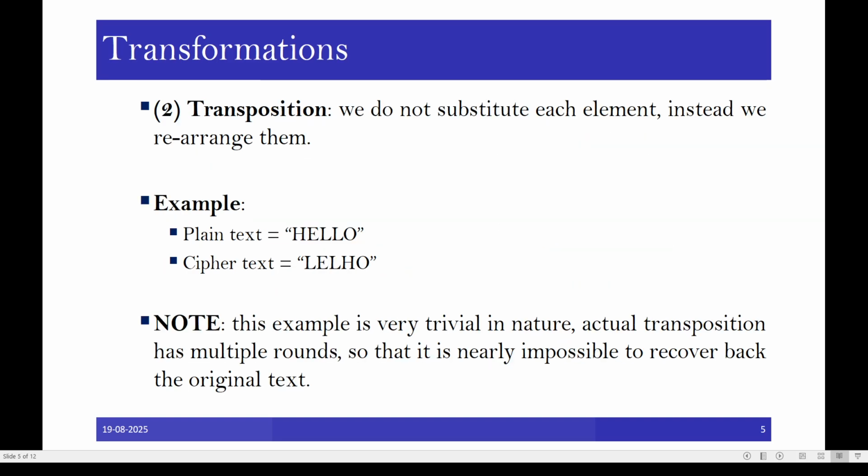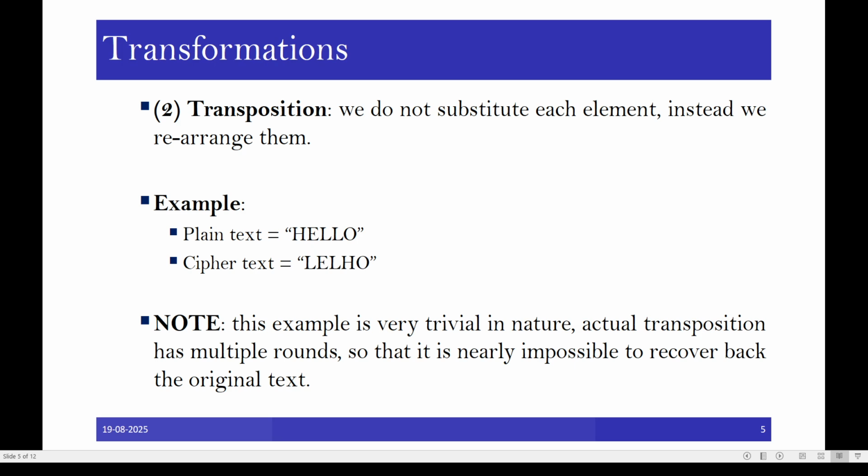Now the second thing is called transpositions. In transpositions, we do not substitute each element, instead we rearrange them. We don't substitute a new element in place of a plain text element. We have a plain text, and we just rearrange the letters or the alphabets in that plain text to create a new cipher text. So suppose the plain text was hello, the cipher text can be LELHO. So we rearrange that plain text into some different text which may or may not have a meaning.